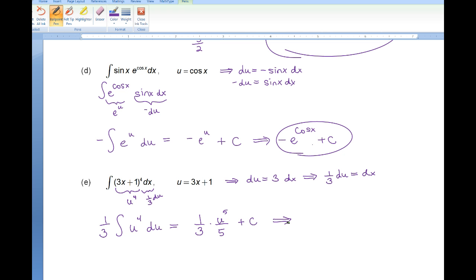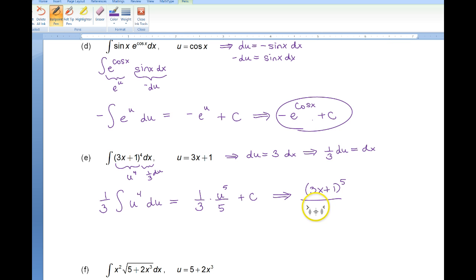Okay, now I can replace everything. What was u equal to? 3x plus 1. So I have 3x plus 1 to the 5th over, what's my denominator? 15 plus c.